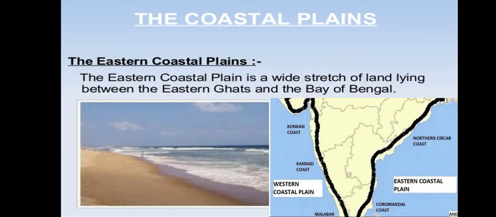First, we will study about the eastern coastal plains. The eastern coastal plain is a wide stretch of land lying between the Eastern Ghats and the Bay of Bengal. See, if we see this eastern coastal plain, here lies the Bay of Bengal. So, towards the east of India lies the Bay of Bengal, and between the Eastern Ghats and the Bay of Bengal lies a stripe of flat land, and this forms the eastern coastal plains.